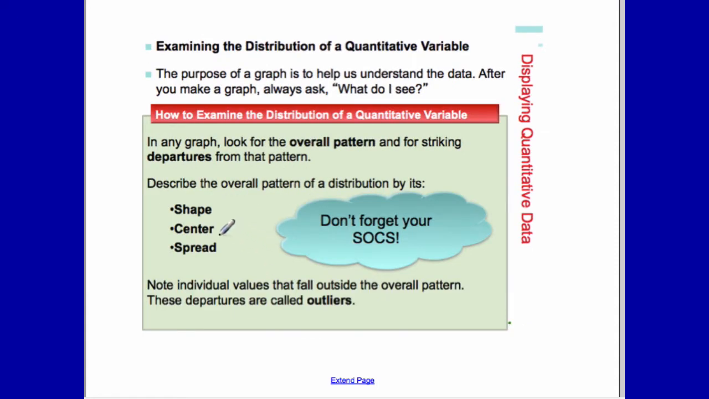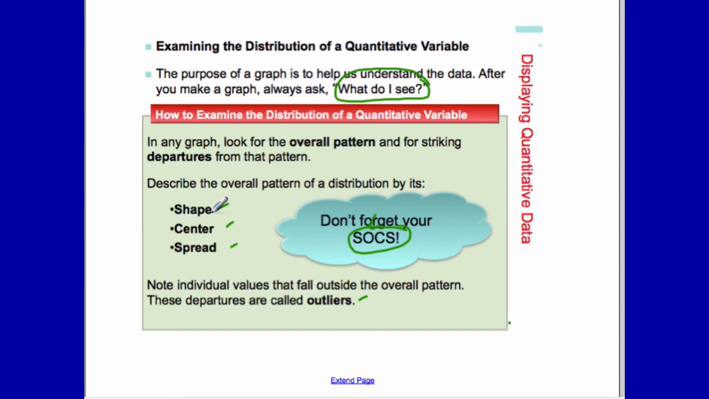The dot plot helps us when we want to examine the distribution of a quantitative variable. The purpose of a graph is to help understand the data. After you make a graph, always ask, what do I see? In any graph, look for the overall pattern and for striking departures from that pattern. Describe the overall pattern of a distribution by using what we call SOCs. This I will talk about all year. Shape, center, spread, and then talk about any possible outliers.